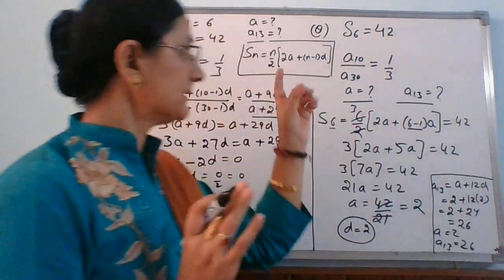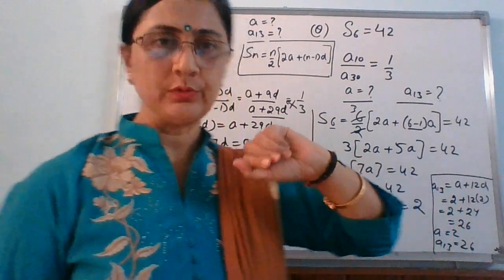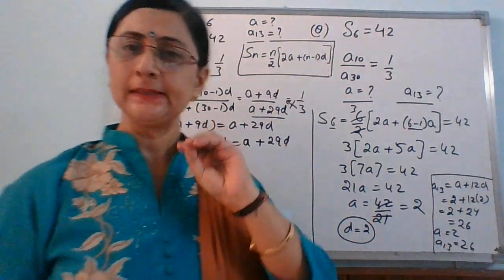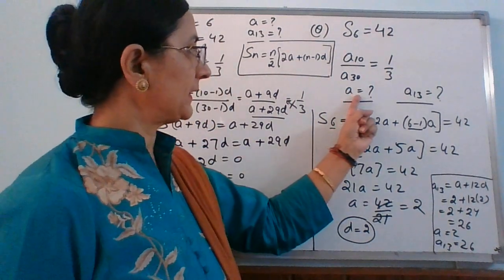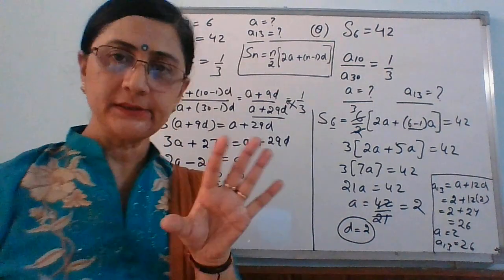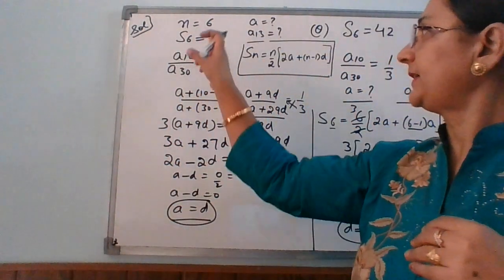Now I'll repeat this question again. I didn't write the statement. I've written the given things here: the sum of 6 terms was 42 and the ratio of the 10th and 30th term was 1:3, and you are supposed to find a and a13. 13th term आपको निकालनी है और first term आपको निकालनी है. So let us start. Start हमने कहाँ से किया?